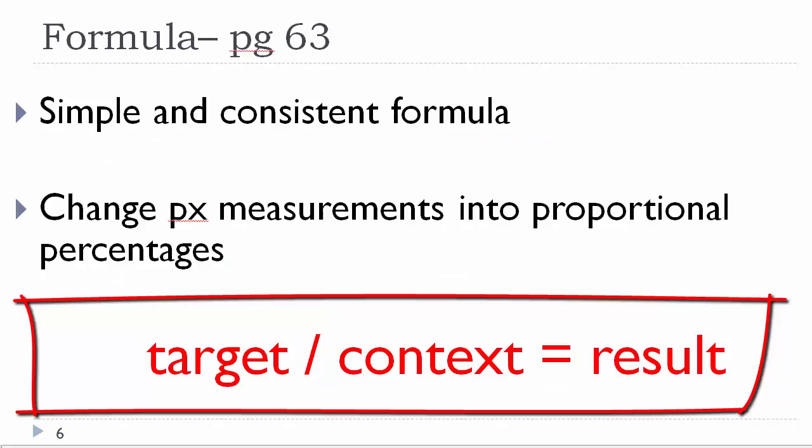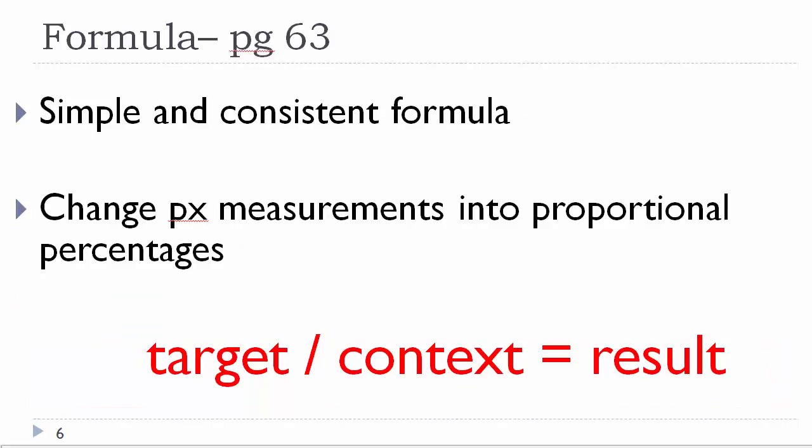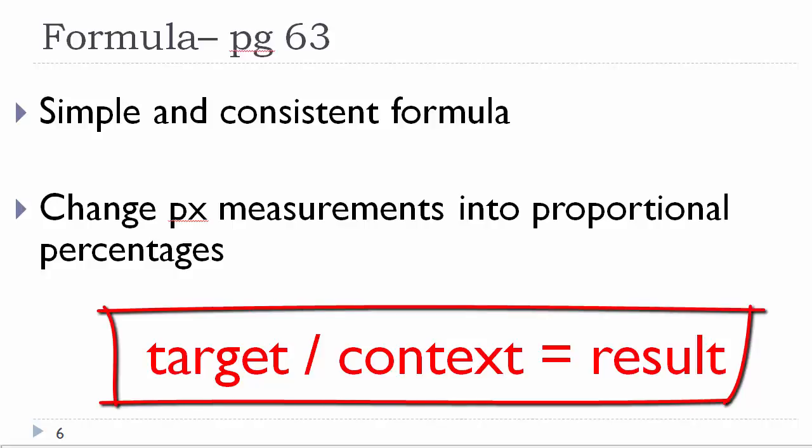There is a very popular formula that allows us to figure out how to convert our fixed pixel width to percents so that they will scale gracefully for the smaller devices. This rule is target divided by context equals result.